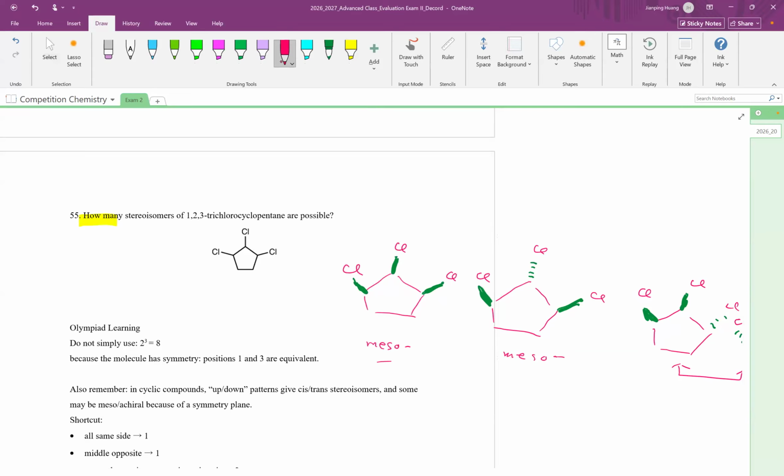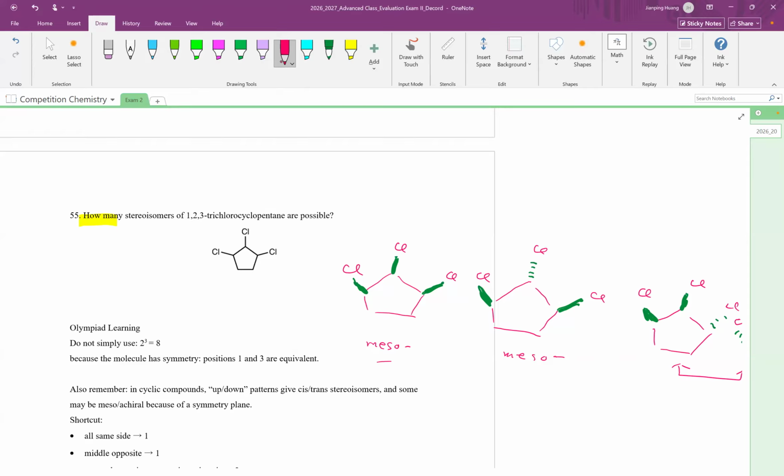Class, I really want you to pay attention. Next year may have a meso compound. So what's the meso compound? Meso compound is pure, number 1. A meso compound has an internal symmetrical element, such as a mirror plane in the middle. A meso compound is not chiral overall, but they do have chiral centers.